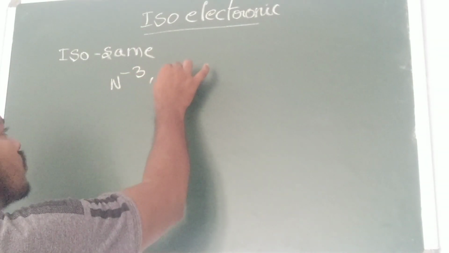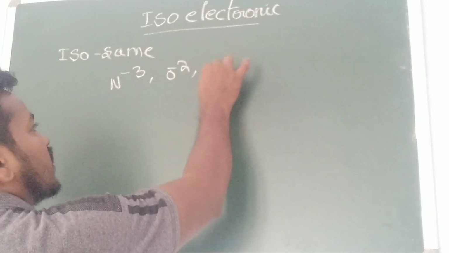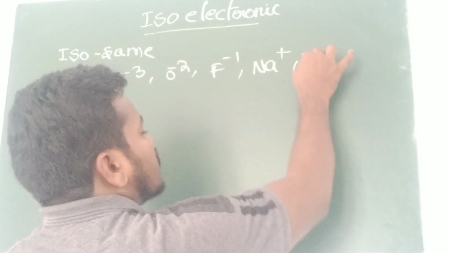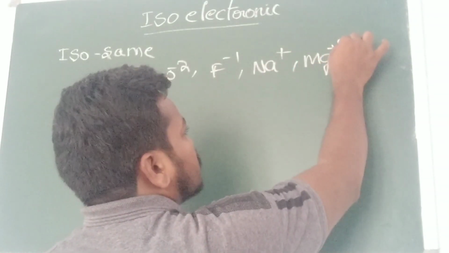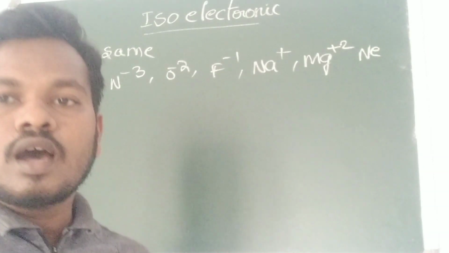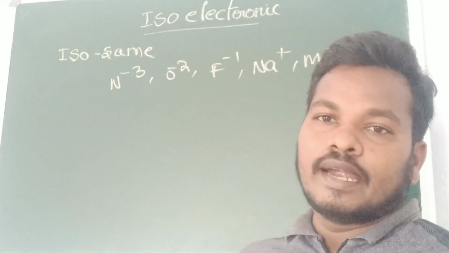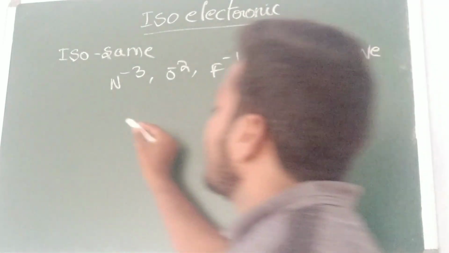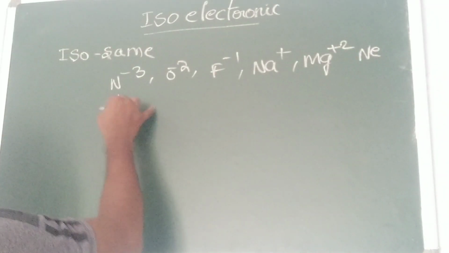You can see nitrogen with negative charge 3, oxygen with 2 minus, fluorine F minus, and Na plus, Mg plus 2, and one neutral atom, that is neon. You can see different types of ions are presented. Cation is there, anion is there, and neutral atom is there. What is the similarity?